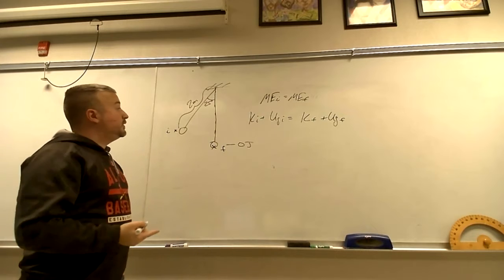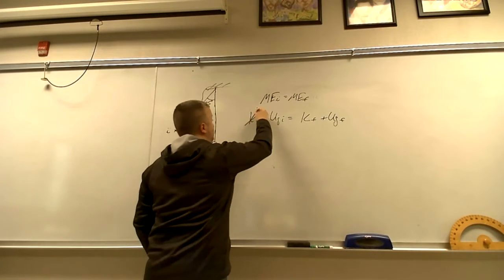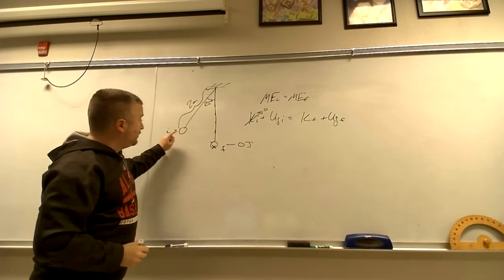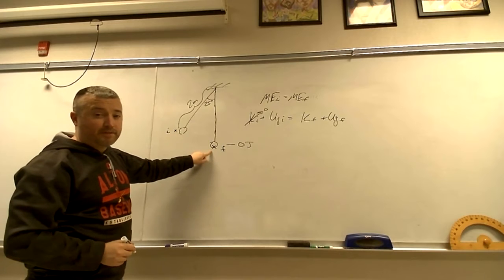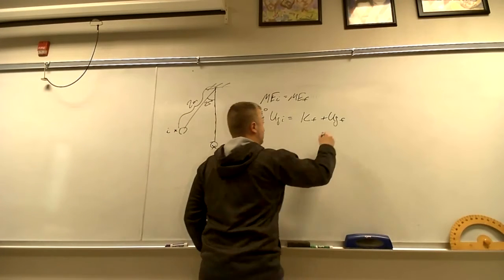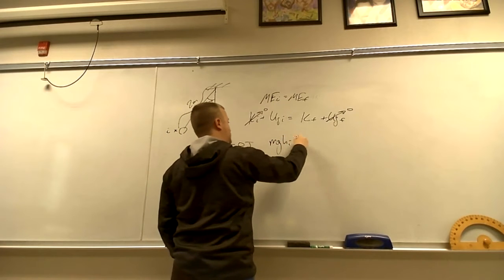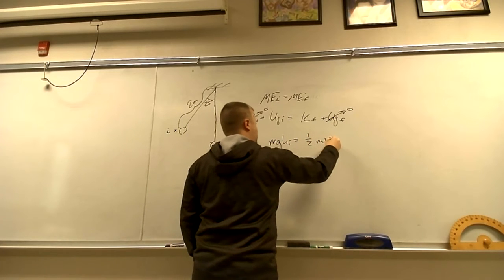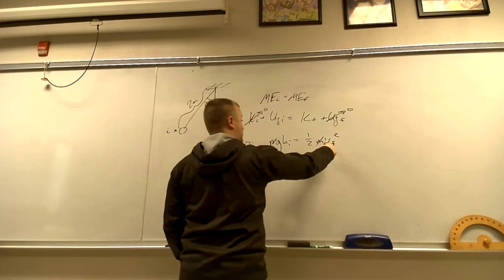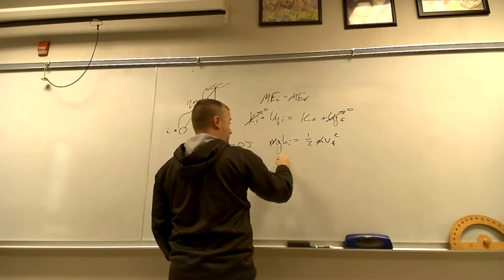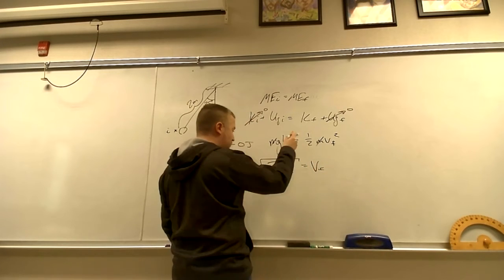So let's go to our board. Kinetic initial: is it moving at the beginning? Nope, so that's 0. Do I have gravitational initial? Yes, because I have some height right here. Do I have gravitational final? Nope, it's 0. If I fill this out, that's mass times gravity times height initial equals 1/2 mass times velocity final squared. Masses cancel. Do some algebra: multiply by 2 on both sides, square root both sides, and you get velocity final equals the square root of 2gh.